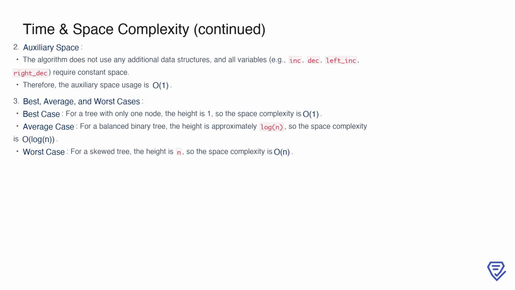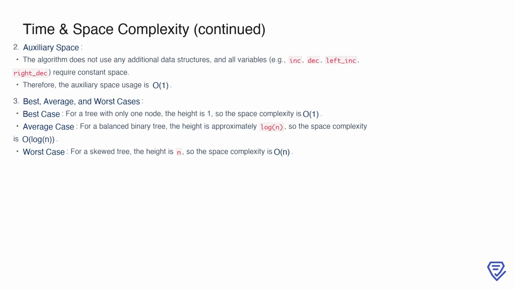In terms of space complexity, the primary factor is the recursive call stack, which depends on the height of the binary tree, denoted as h. At most, the depth of recursion will match the tree height. For a balanced binary tree, the height is approximately log n, so the space complexity in this case is O(log n). However, for a skewed tree where all nodes are either left or right children, h equals n, leading to a worst-case space complexity of O(n).